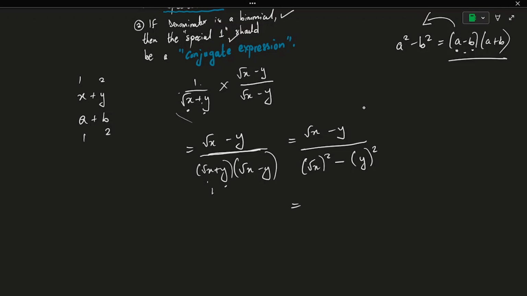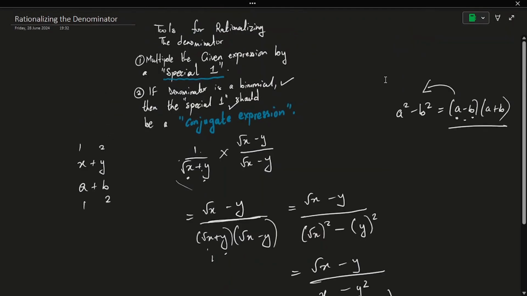And then to simplify this, we'll have root of x minus y divided by root of x squared, that's just x, minus y squared. And then now we have a rational denominator that doesn't have any square root. And with these two rules or two tools, this is how you rationalize most of the denominators you will find.